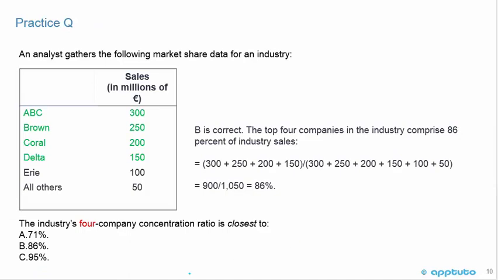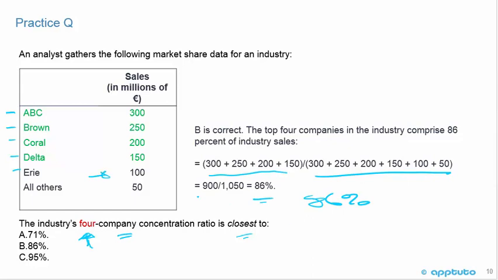This question is pretty easy, but the one thing you have to pay attention to when you're reading the question, be very careful, because I put that in red there, that it's the 4-company concentration ratio. They're giving you actually 5 companies here, 1, 2, 3, 4, 5, but they're asking for the 4 companies, so that's a little trick. The way that we calculate the concentration ratio, we just add up the sales of the 4 companies and we divide by the total sales. It's as easy as that, and it equals 86%.